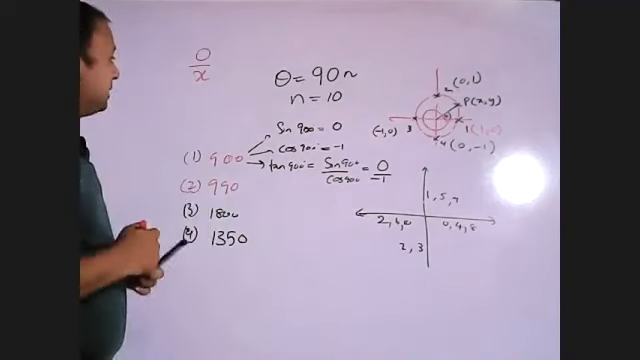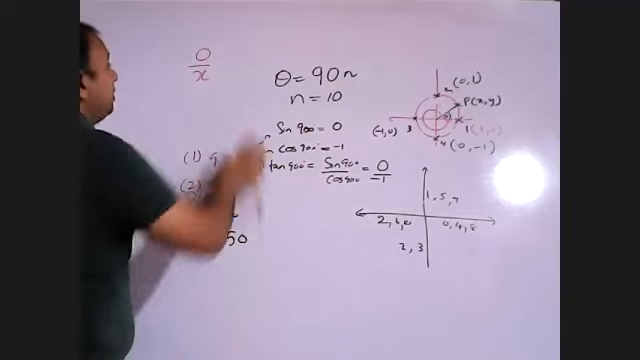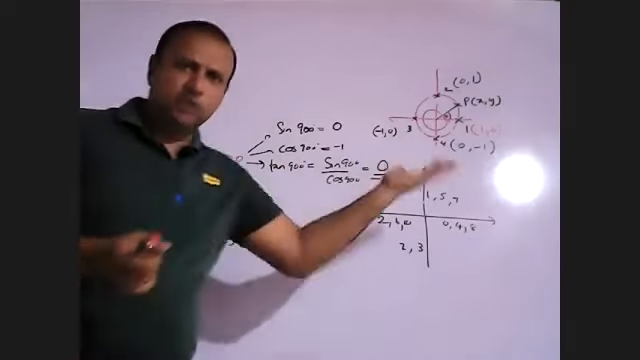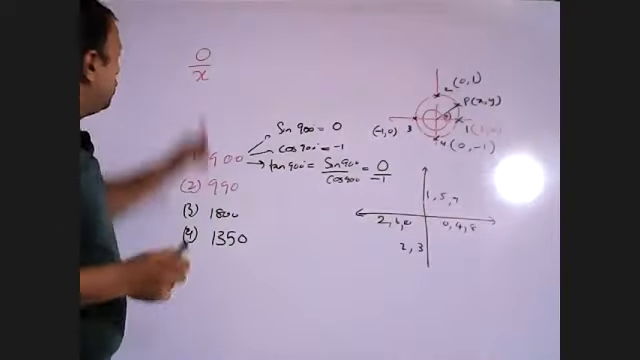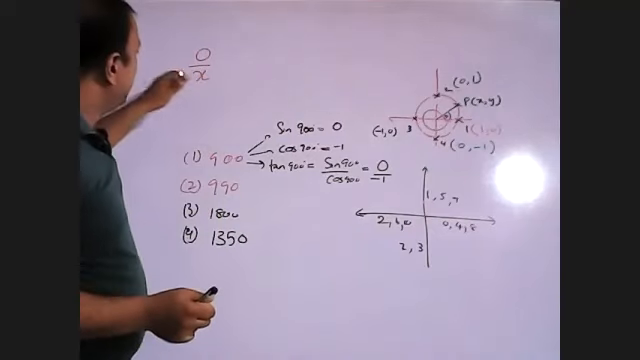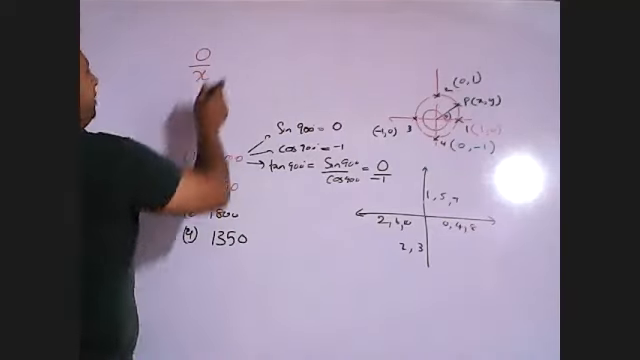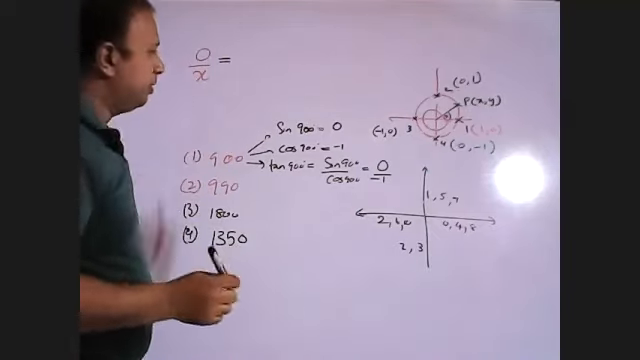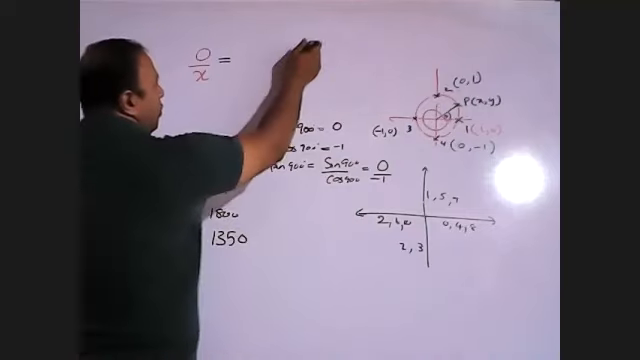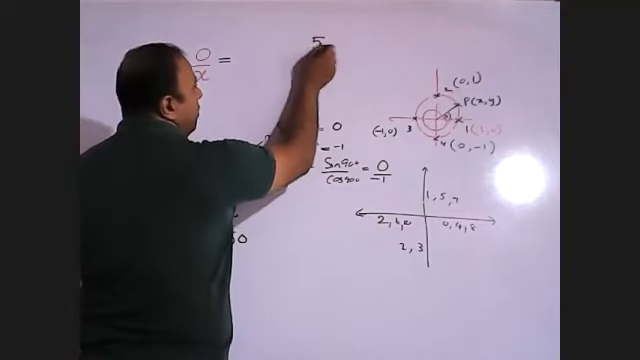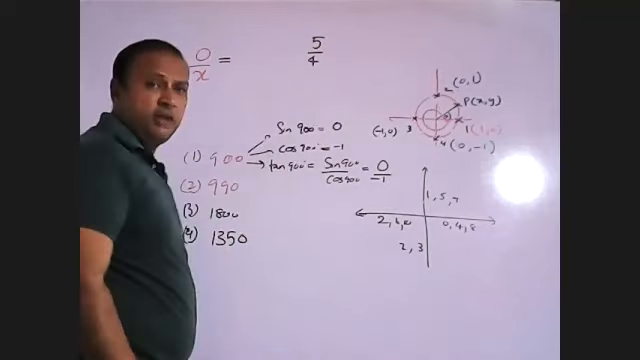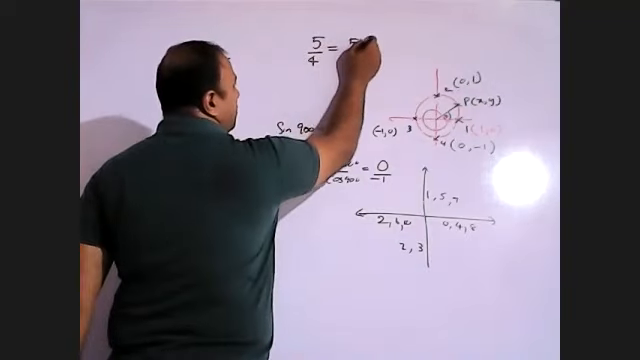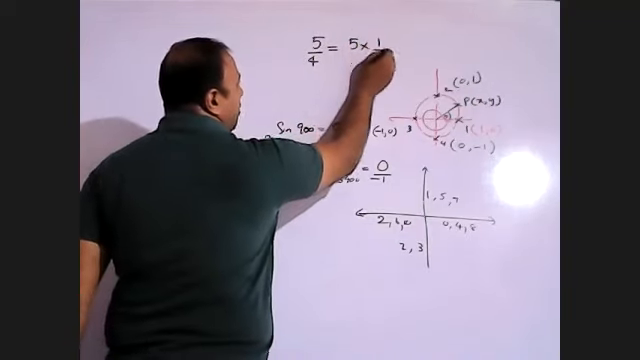Suppose you are given this kind of fraction. It is equal to 0. Actually, you can memorize it in this way. 0 over 4. Look at this. If you are given 5 over 4, you can write this as 5 multiplied by 1 over 4, no?